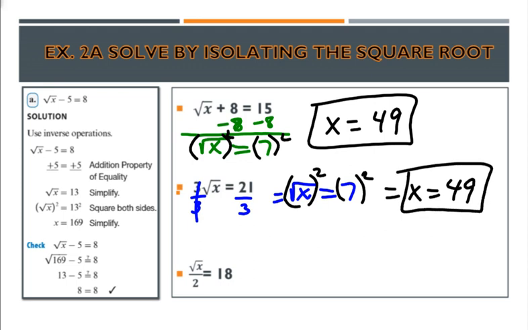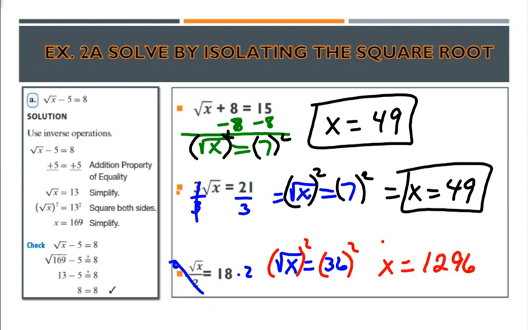And the last example, here I'm dividing by 2. I want to get the square root by itself, so I'm going to multiply by 2. Whatever I do on one side, I must do on the other. So I have the square root of x equaling 36. To get rid of the radical, I need to square both sides. 36 squared will give me 1,296. That would be your answer for this example.